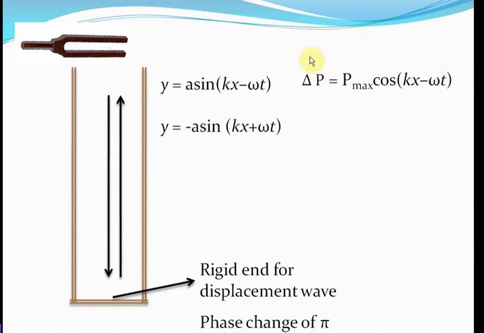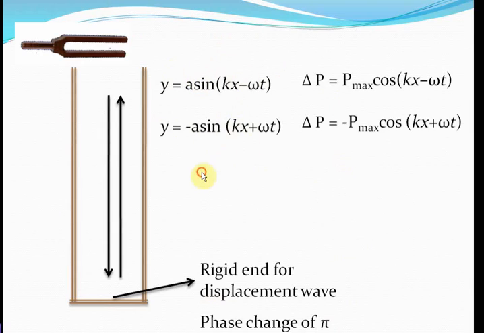Similarly, in case of the pressure wave, if the pressure wave is at 90 degrees with the initial displacement wave, it will be delta p equal to p cos(kx minus omega t). And similarly, the returning wave, the reflected wave in case of pressure, will be minus p max cos(kx plus omega t). The plus sign is there because the wave is in the opposite direction, and the minus sign is there to account for the phase change of pi.